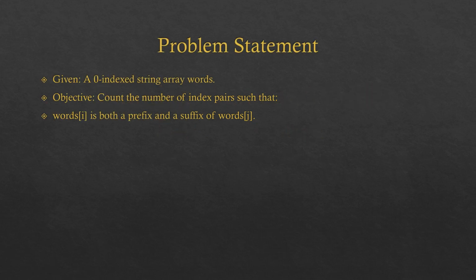Imagine you have an array of words. Your task is to find how many pairs of words exist where one word is both a prefix and a suffix of another word in the array.